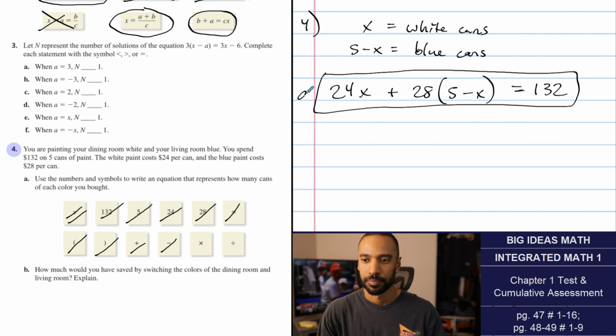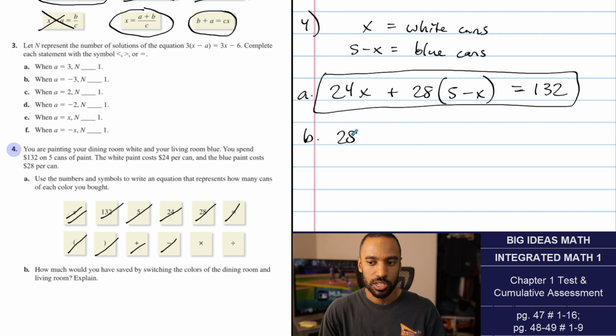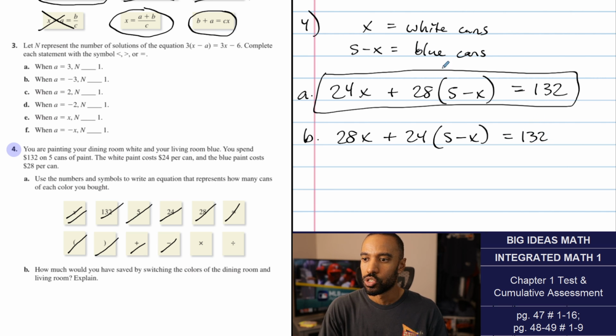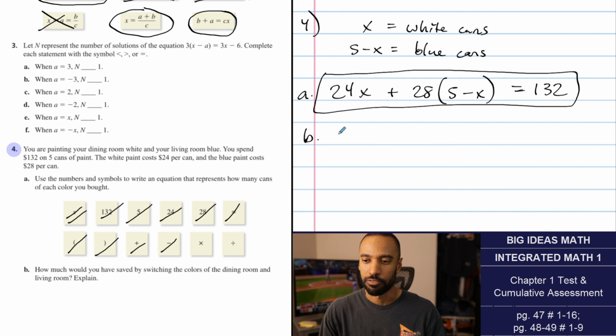That's part A. Part B. How much would you have saved by switching the colors of the dining room and living room? Explain. So if we turn this into $28 per can times the white cans and 24 here. Oh, we got to solve for X on these ones. So the first equation, let's solve for X. And in the second, I'm hiding the second equation for now. Let's solve for X in these things here.